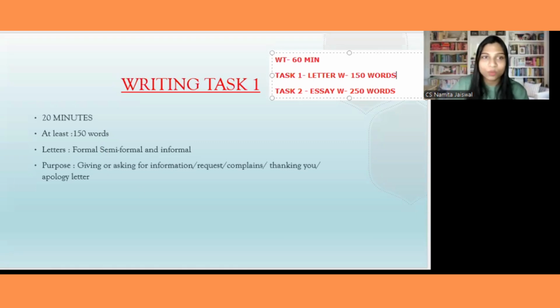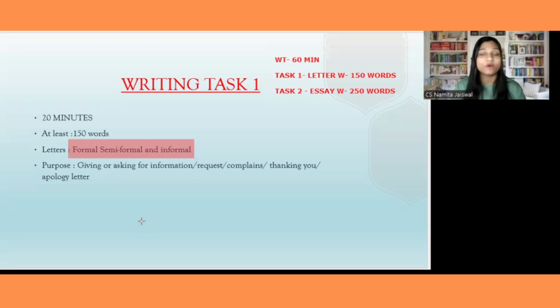In letter writing Task 1, you have three types of letters: formal, semi-formal, and informal. How will you understand which question requires a formal, semi-formal or informal letter? You have to read the question and see its purpose. Is it giving or asking for information, requesting or complaining, or is it a thank you letter or an apology letter? That will help you understand which type of question it is. Before the exam, you have to prepare all three, which we will be covering one after another. But in the exam, you'll get only one.